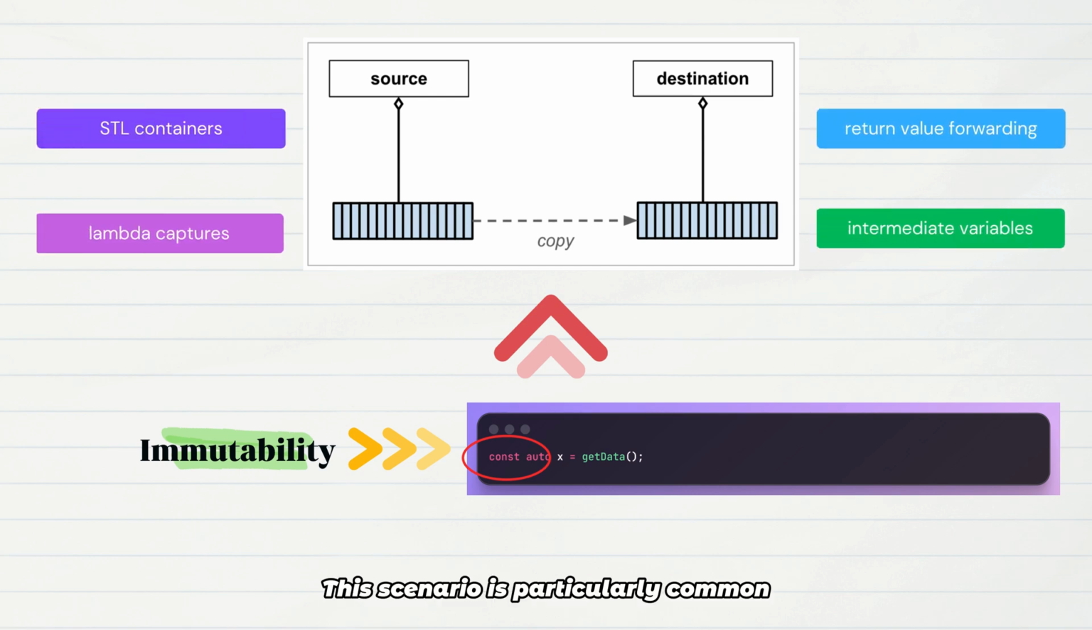This scenario is particularly common in places like STL containers, lambda captures, return value forwarding, and intermediate variables. The scariest part is that you don't write a single copy keyword in your code, but the copy operation actually happens, and it's extremely hard to detect.